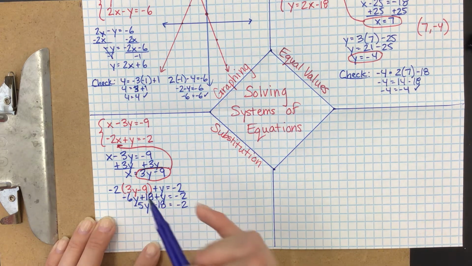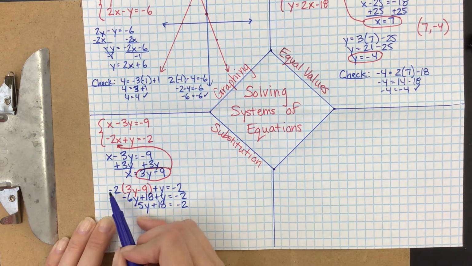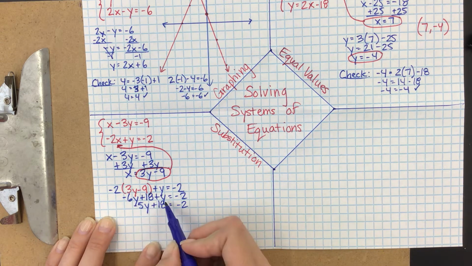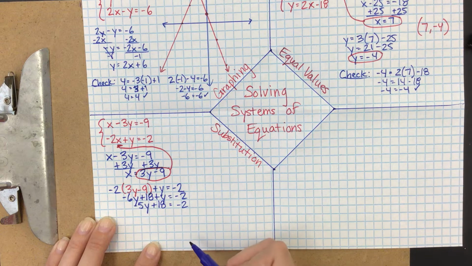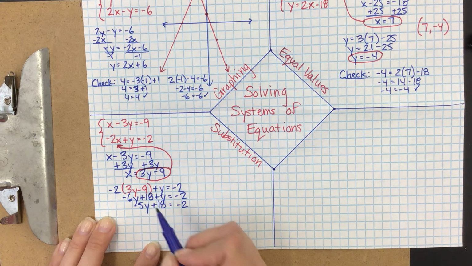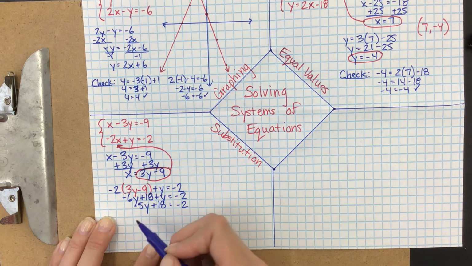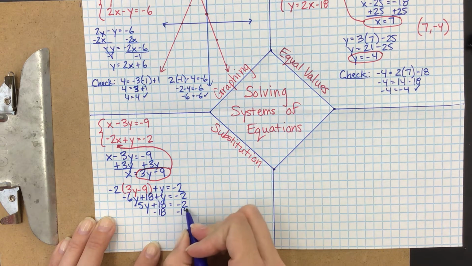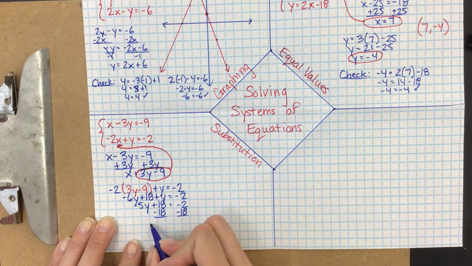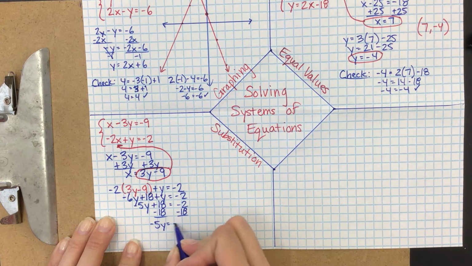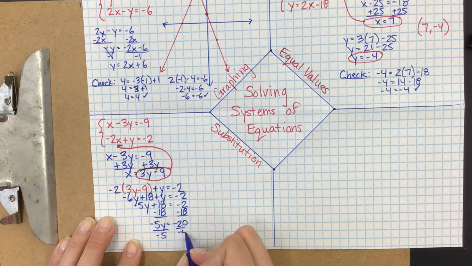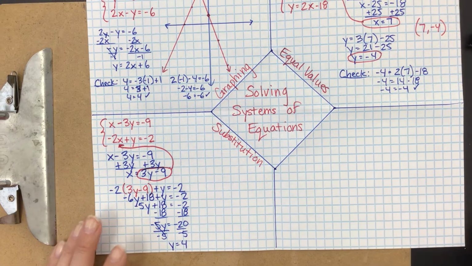Okay, so remember, whenever you're doing a multi-step equation, you distribute first, always. Then you combine like terms. Then you solve for your variable. And when you're solving for your variable, you always add or subtract first, and then you multiply or divide. I think some people are forgetting that. Okay, so I'm going to go ahead and do that. I get negative 5y is equal to negative 20. Divide both sides by negative 5, and I get that y is equal to 4.